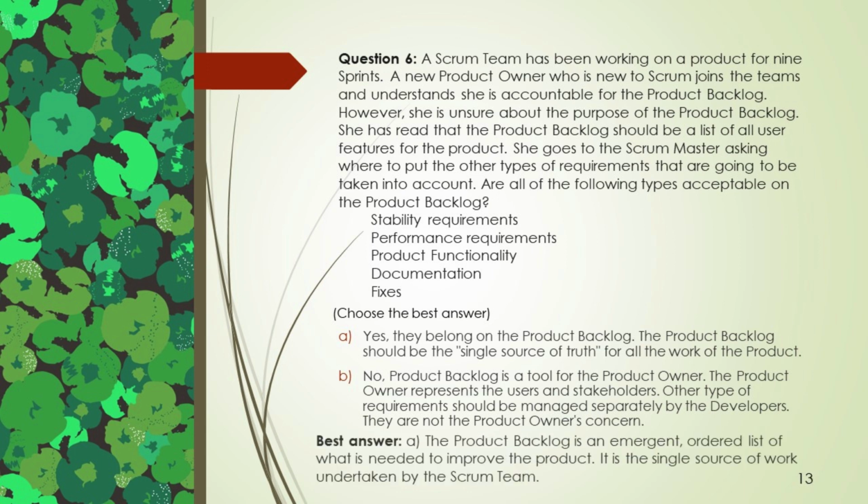Best answer: A. The product backlog is an emergent, ordered list of what is needed to improve the product. It is the single source of work undertaken by the Scrum team.